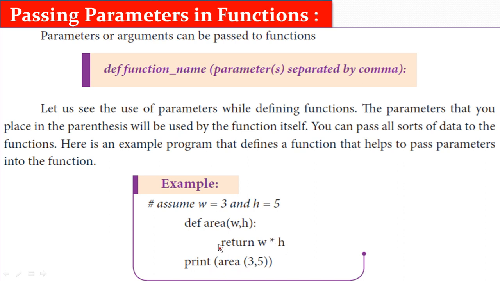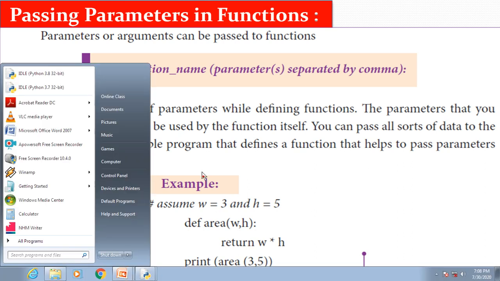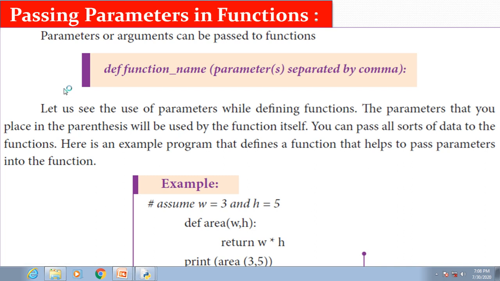The function is called by using this calling statement, area(3,5). This is the parameterized function. Two arguments are here: one is 3, another one is 5. 3 is passed to w, so 3 is assigned to w. 5 is passed to h, so 5 is assigned to h. So w equals 3, h equals 5, and the return value is 3 times 5, that is 15. Here we are going to see this example by using the IDLE window.